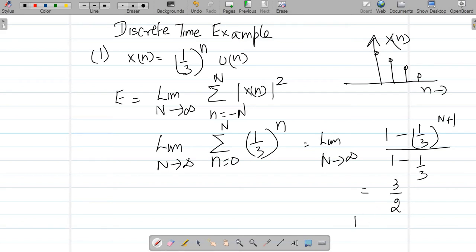So if it is an energy signal, it is finite, and this finite quantity will be divided by 2N, and if the limits are applied to that 2N, which will be in the denominator, then this entire quantity will become 0. So the conclusion is this one is an energy signal.